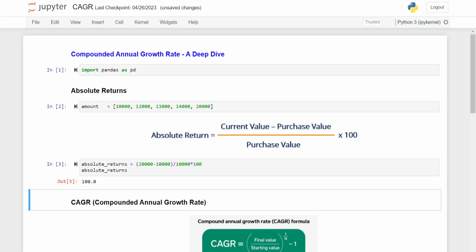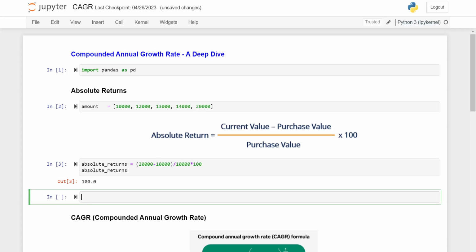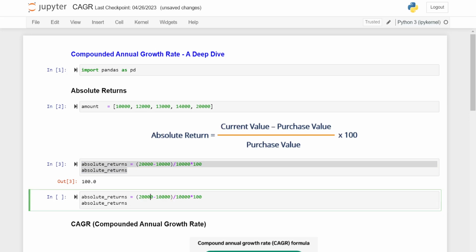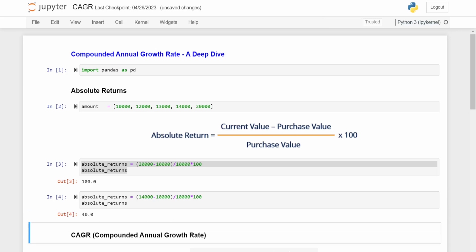We can also calculate, say, after completion of the third year, 14,000, right? 10,000 is becoming 14,000. So what we will do is copy this entire thing and write it here and change the value. So we'll write here 14,000 minus 10,000 divided by 10,000. And then what will happen? It increases at the rate of 40%, right? So 10,000 became 14,000. That is, it increased by 40%.